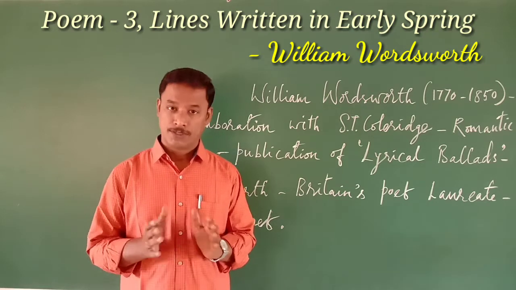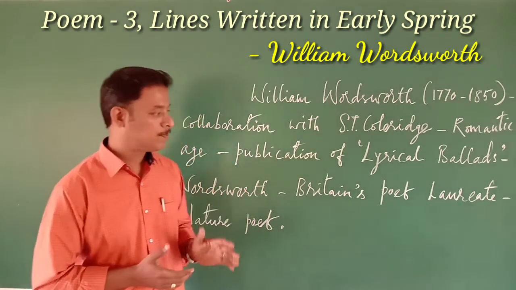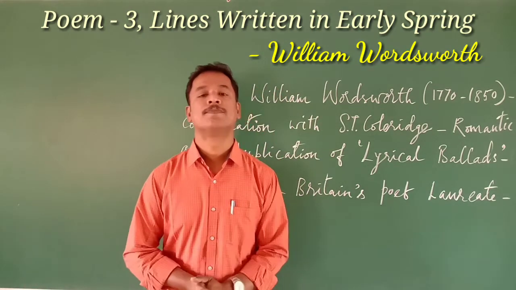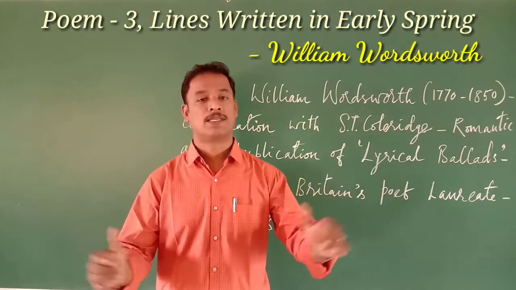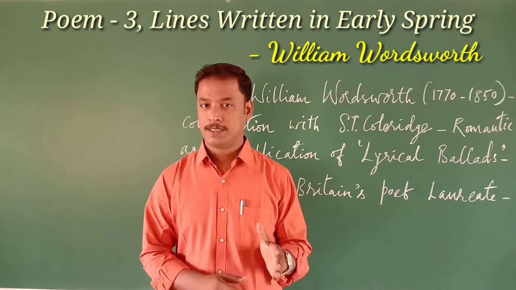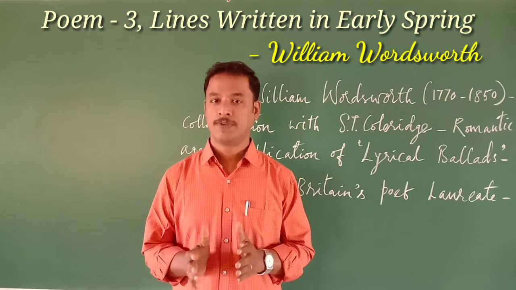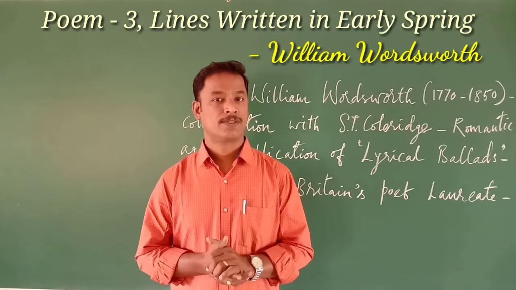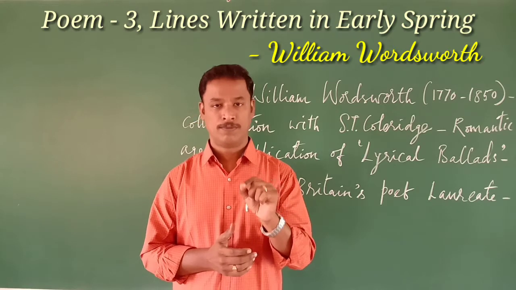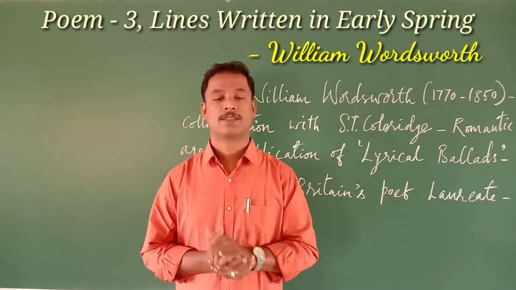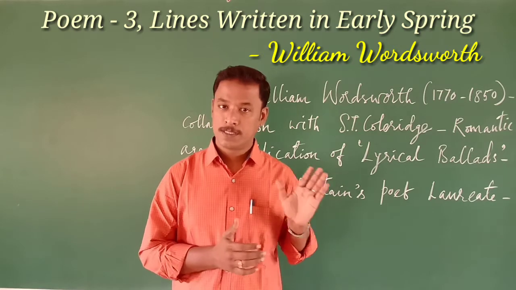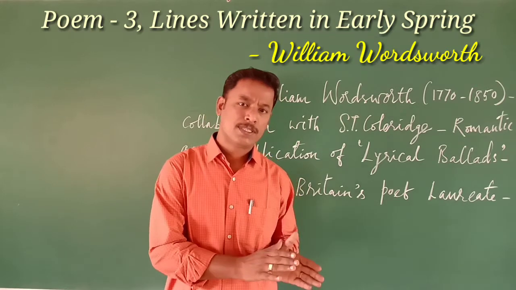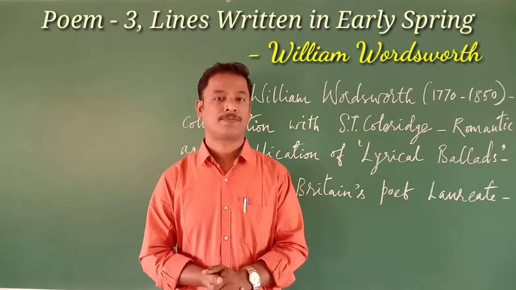This poem, Lines Written in Early Spring, is in the form of a ballad and consists of 6 quatrains. Ballad means a song or poem that tells a story. Quatrain means a poem or verse of a poem that has 4 lines. Thus, this poem has 6 quatrains, that is 6 stanzas. Each stanza contains 4 lines.